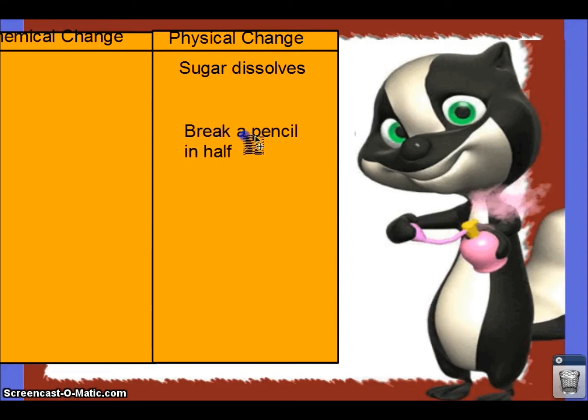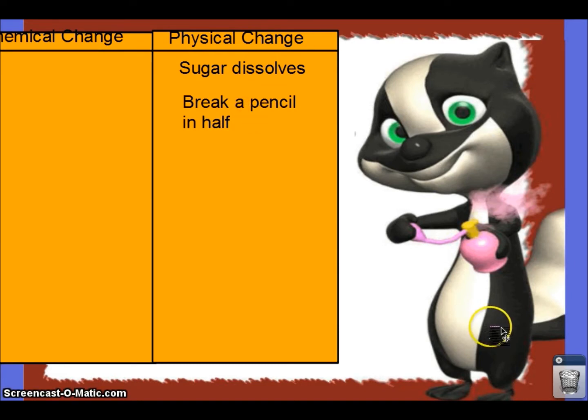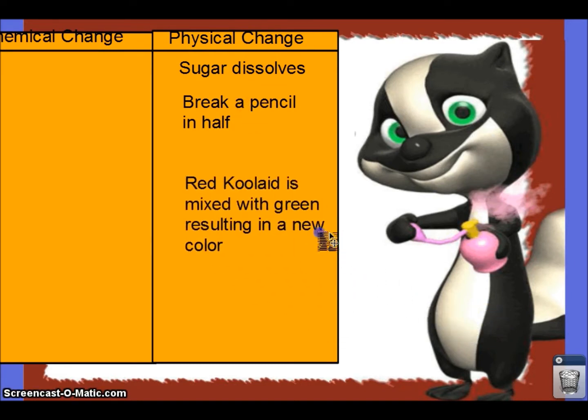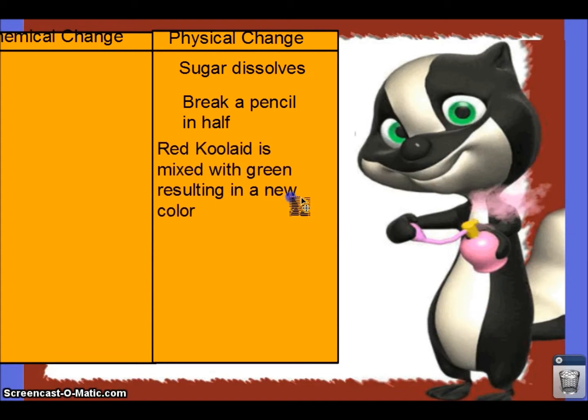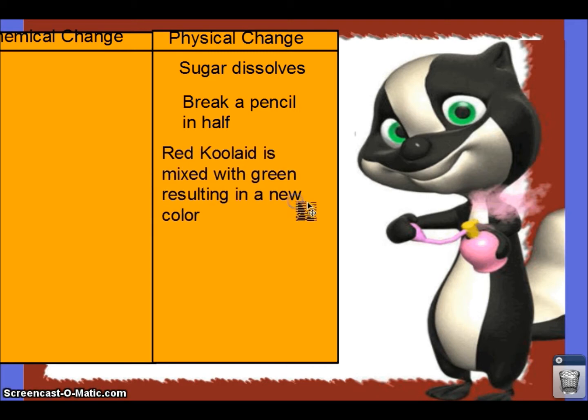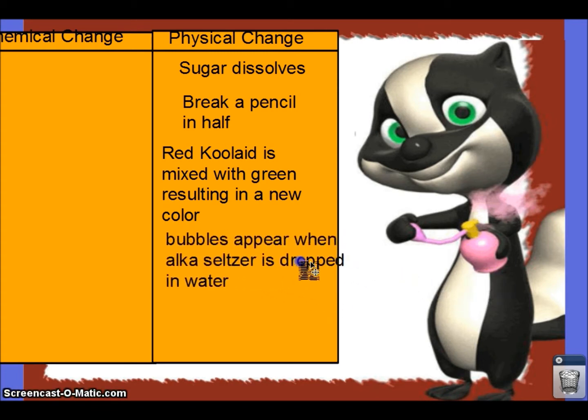Break a pencil in half. It is a physical change because it is still a pencil. You did not change the identity of that substance. Red Kool-Aid is mixed with green, resulting in a new color. This is a physical change. It's not that a color that you did not have before just appears.